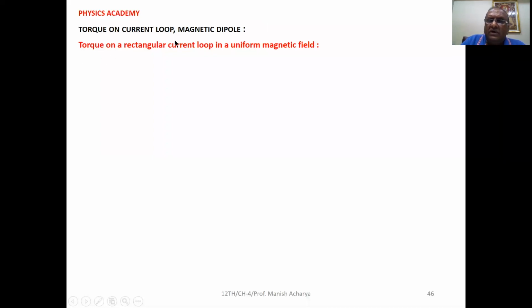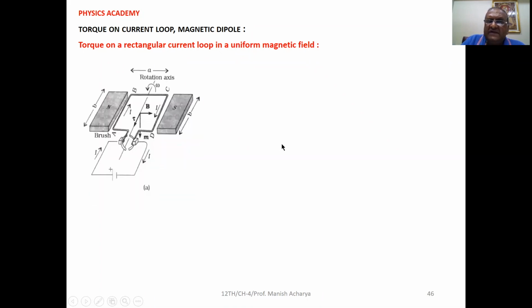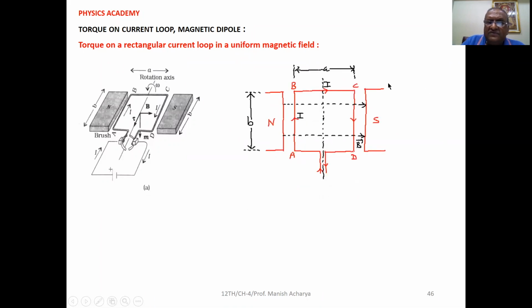Now, torque on a current loop and magnetic dipole. So, torque on a rectangular current loop in a uniform magnetic field. Now say here, this one is the schematic diagram for that. In the exam, you have to draw this one. This is just for understanding.